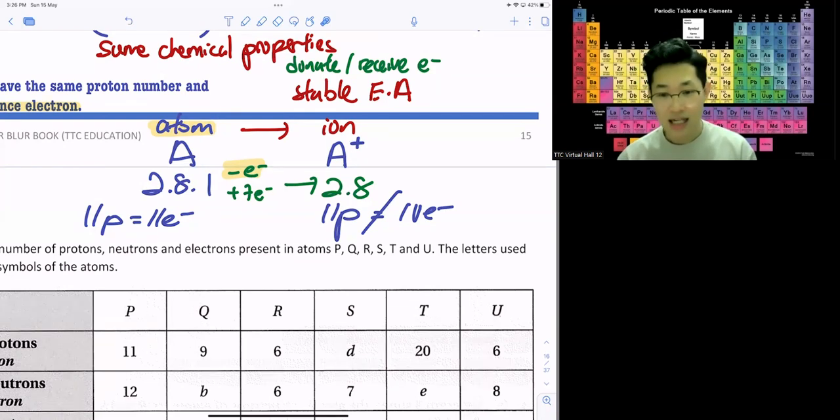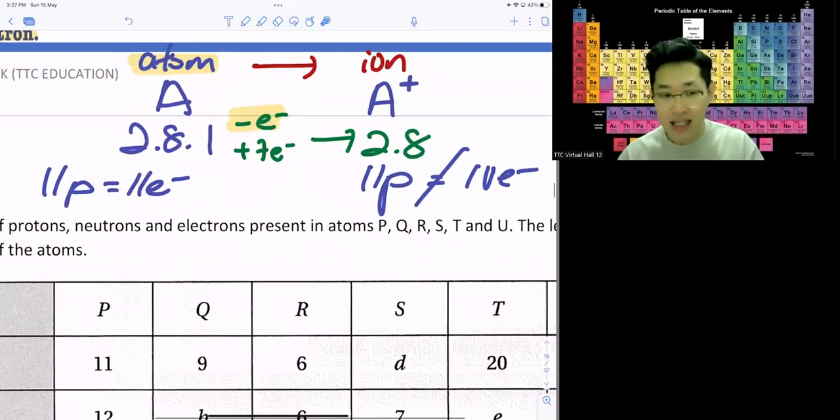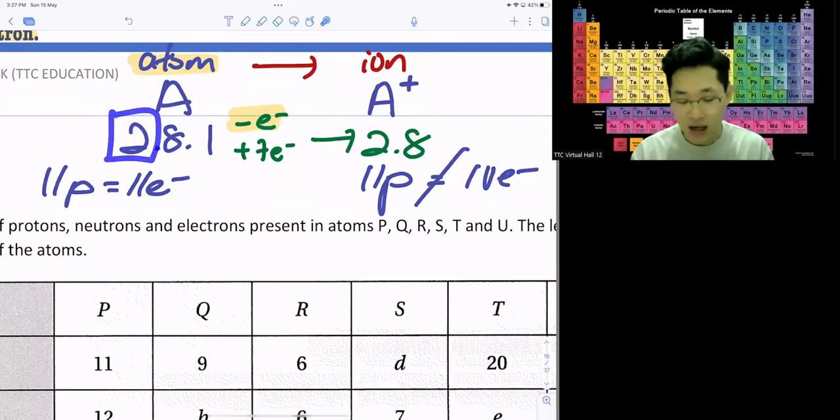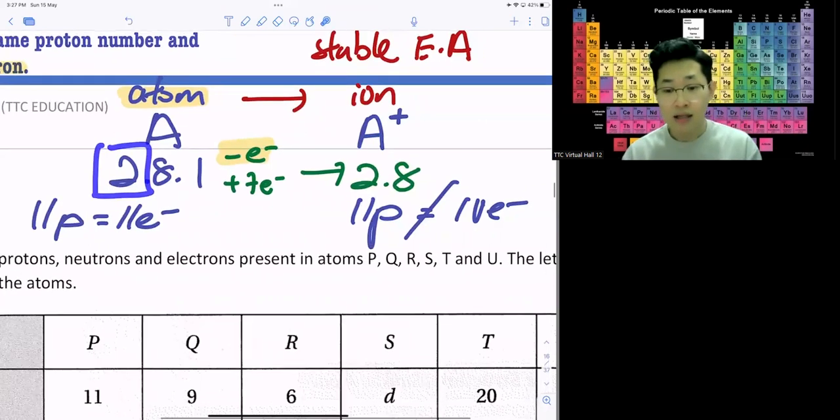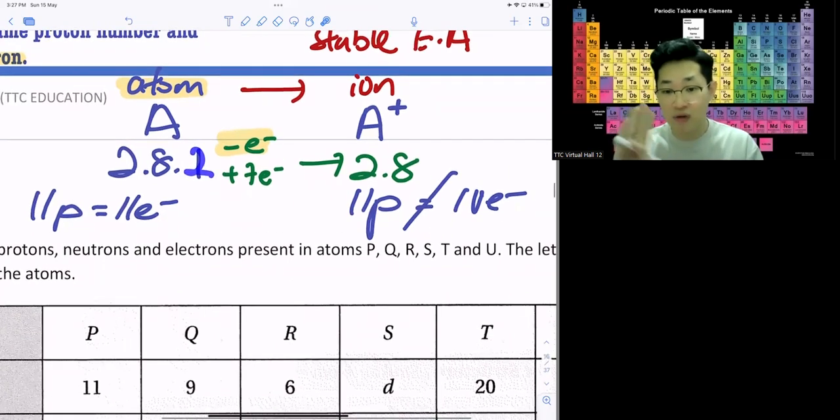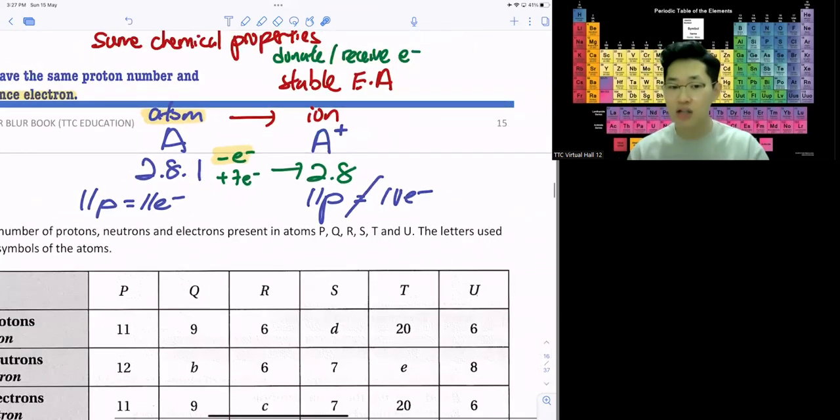Okay, teacher, why not plus one electron to achieve duplet? Do you know that duplet is meant for the first shell only. Only the first shell can achieve duplet. The rest has to be octet. That means 2 is not the maximum for the other shell. Only first shell can duplet.